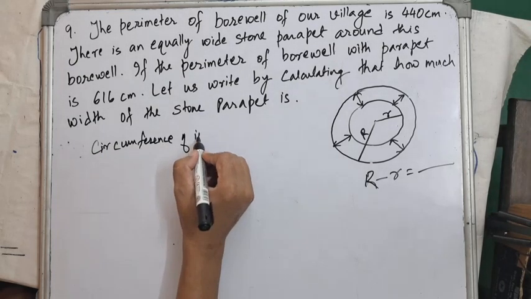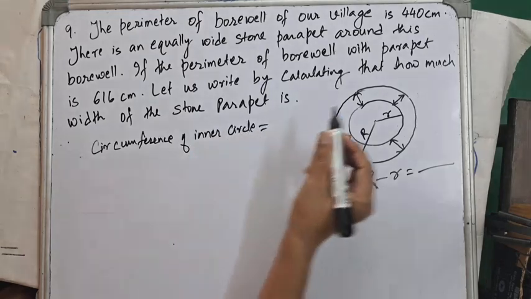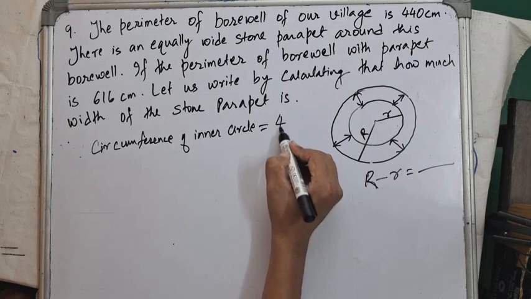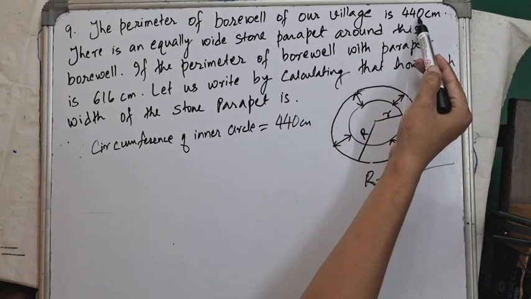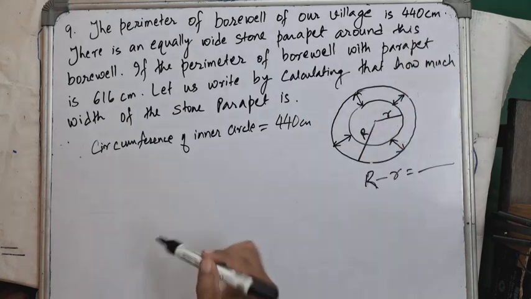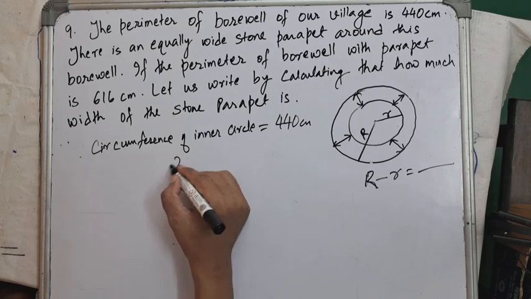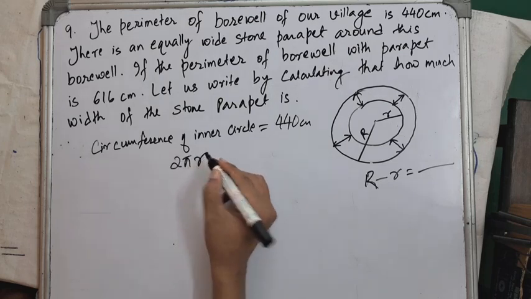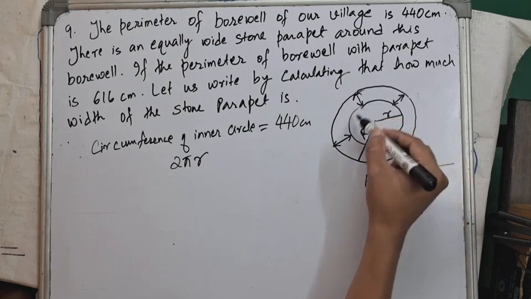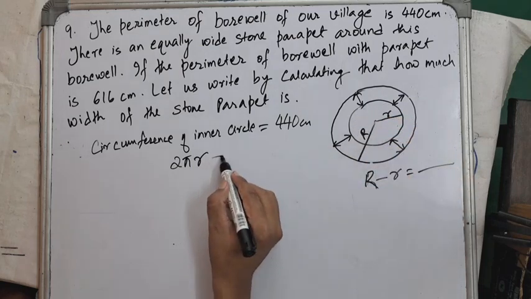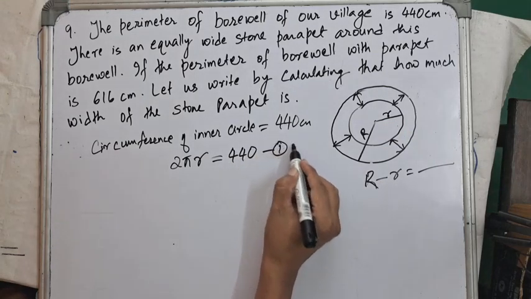Since the circumference of the inner circle is given to us, the circumference of the inner circle is equal to 440 centimeter. This is given to us, isn't it? Perimeter means circumference, okay? The circumference of the inner circle is given by the formula 2 pi r, and the radius is small r. 2 pi small r means the circumference of the internal circle, okay? 2 pi r equal to 440. So this is equation 1.